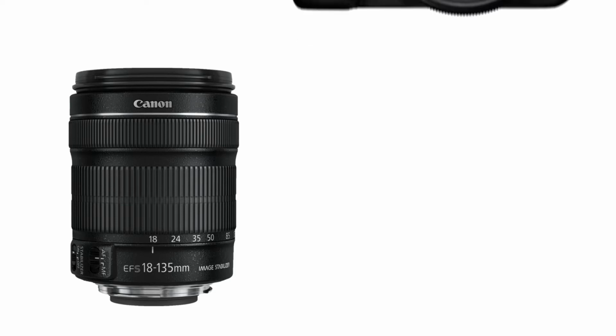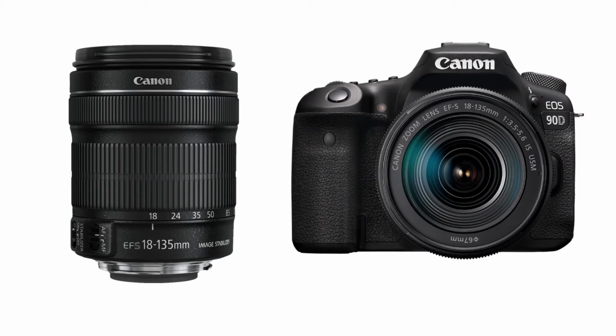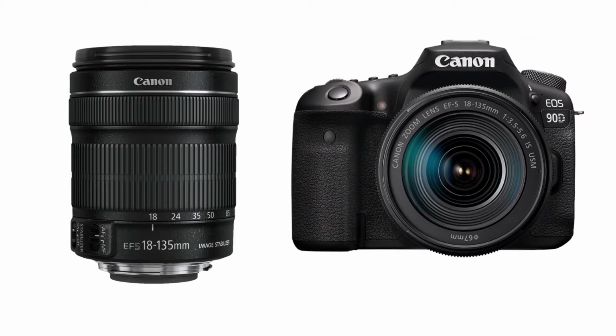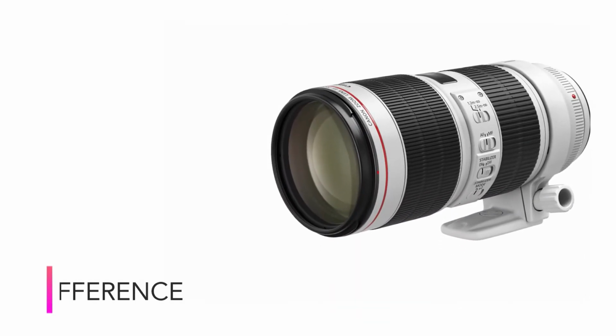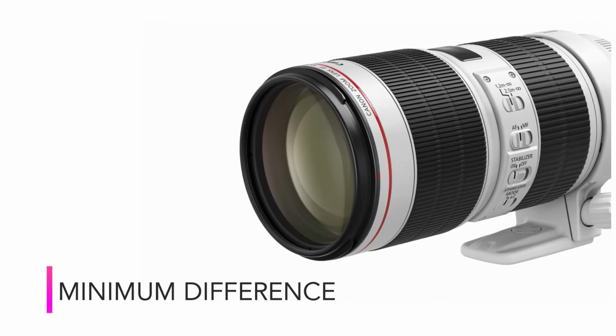Now this is a conventional kit lens, 18 to 135 mm. In this lens, the size difference between the filter diameter and the front element is marginal or normal. In some expensive lenses, we can see a much lesser difference in both the diameters.